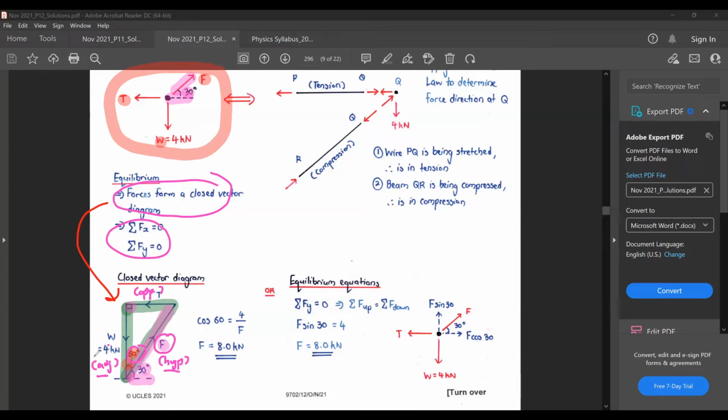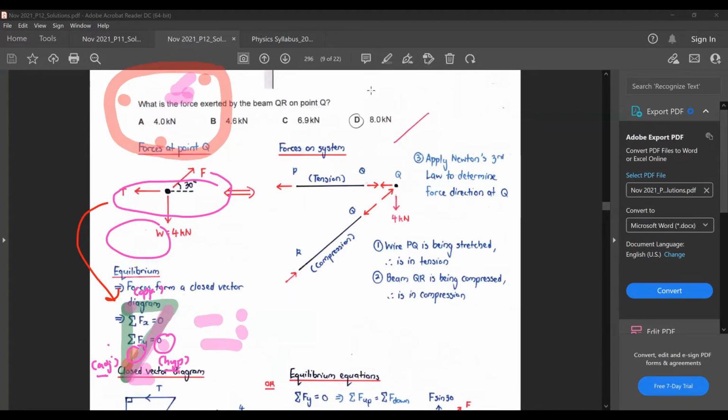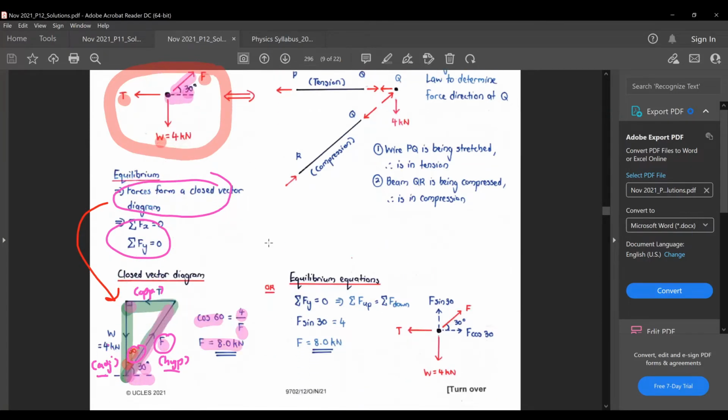Hypotenuse is what I want to find. The adjacent value is what I know. So this one I try to make use of cos. Cos 60 is 4 over F, adjacent over the hypotenuse. So eventually F is 8 kilonewton. Okay, so the answer for this is actually just 8 kilonewton. Just like that.